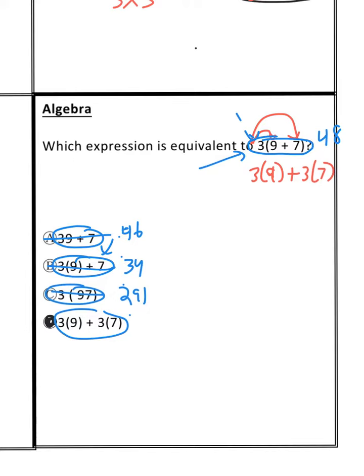Last one, if I type this one in, 3 times 9 plus 3 times 7, guess what I get? 48. Ding, ding, ding! You have a winner. All right, so two tricks. Type them all in until you find the one that matches, or, I don't know, distribute. Okay, that's it for this one.